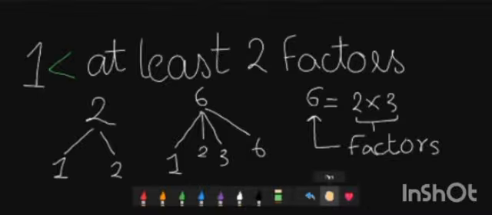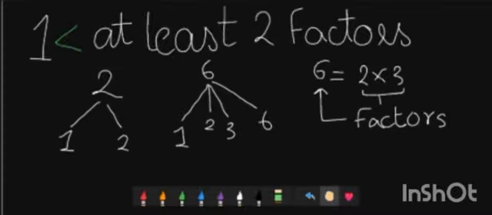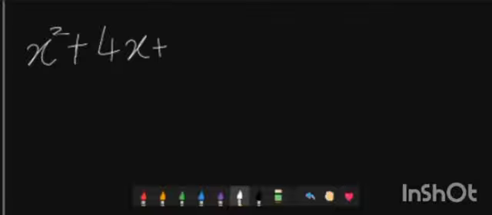Now moving on to the factorization of algebraic expressions. Expressions like x squared plus 4x plus 3 also have factors. There are two factors, but how do we know what the factors are? Simple. To find the factors, we use a process called factorization, or in my terms, I like to use middle term breaking. So let me explain what it actually is.